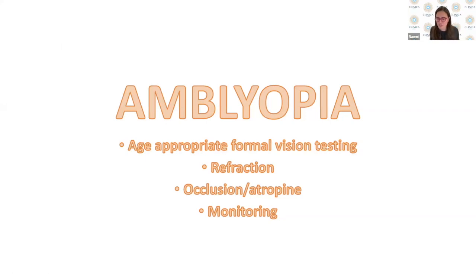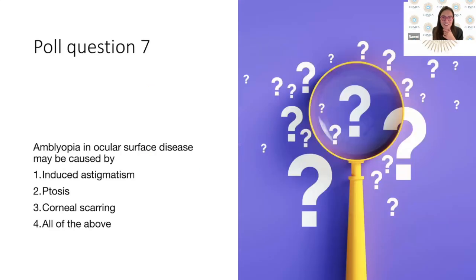Okay, so no talk on children's eyes would be complete without amblyopia written in big capital letters. So it's so important, when we're getting caught up managing the ocular surface, to remember the child as a whole. And this does affect children from 5 years onwards. If they are getting a lot of ocular surface disease, if they're getting scarring, we must remember amblyopia, so it's really important that these children are having regular age-appropriate formal vision tests, refraction, and then that we consider amblyopia treatment if it's necessary. And so there is a poll here.